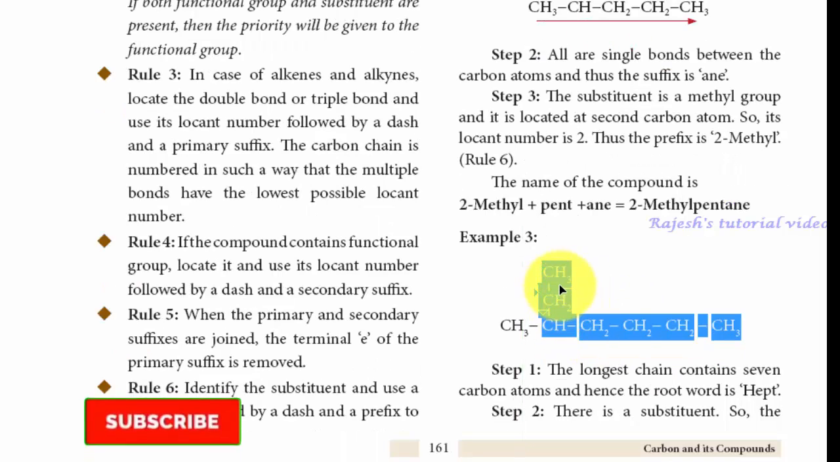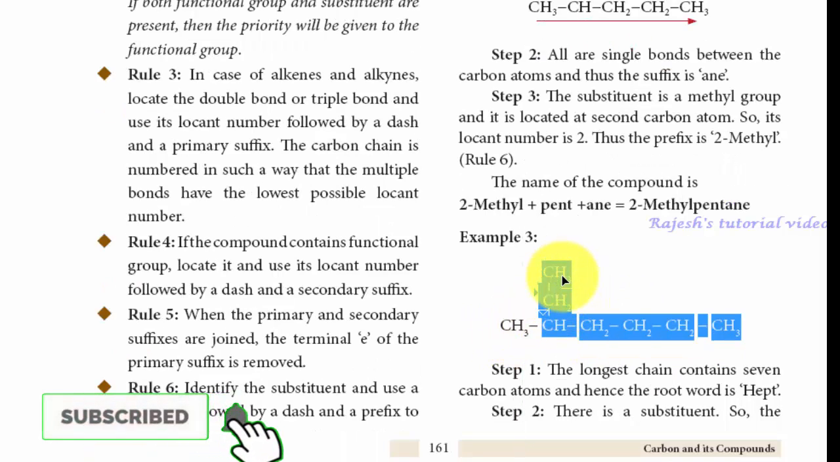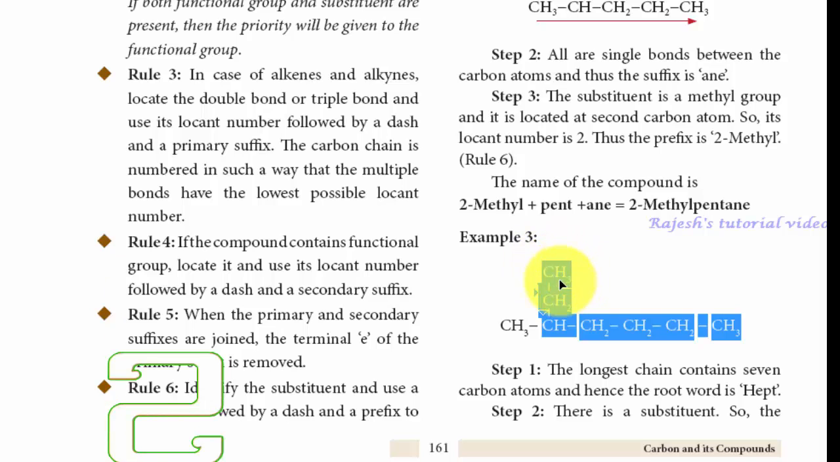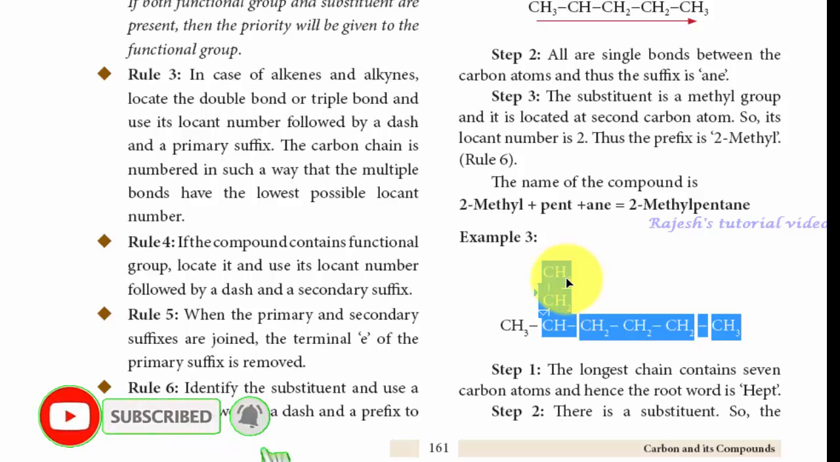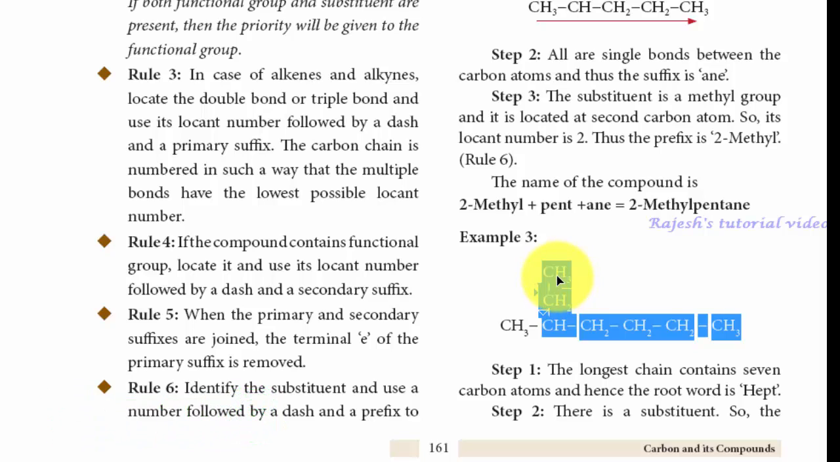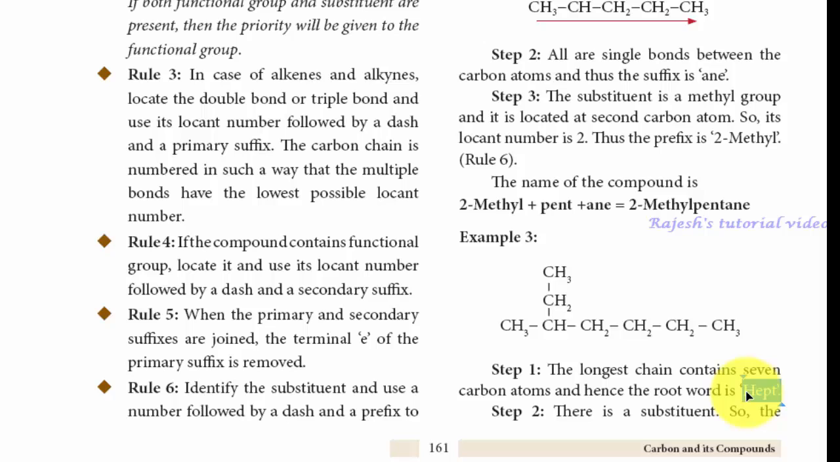Instead of starting from the left, it is right to start counting the carbon atoms from the substituent, from the top, what we thought was the substituent group. So when you count from the top, the parent chain will contain 7 carbon atoms. So it is a 7 carbon compound, that is, the root word will be hept. So the substituent group will become just a methyl group.